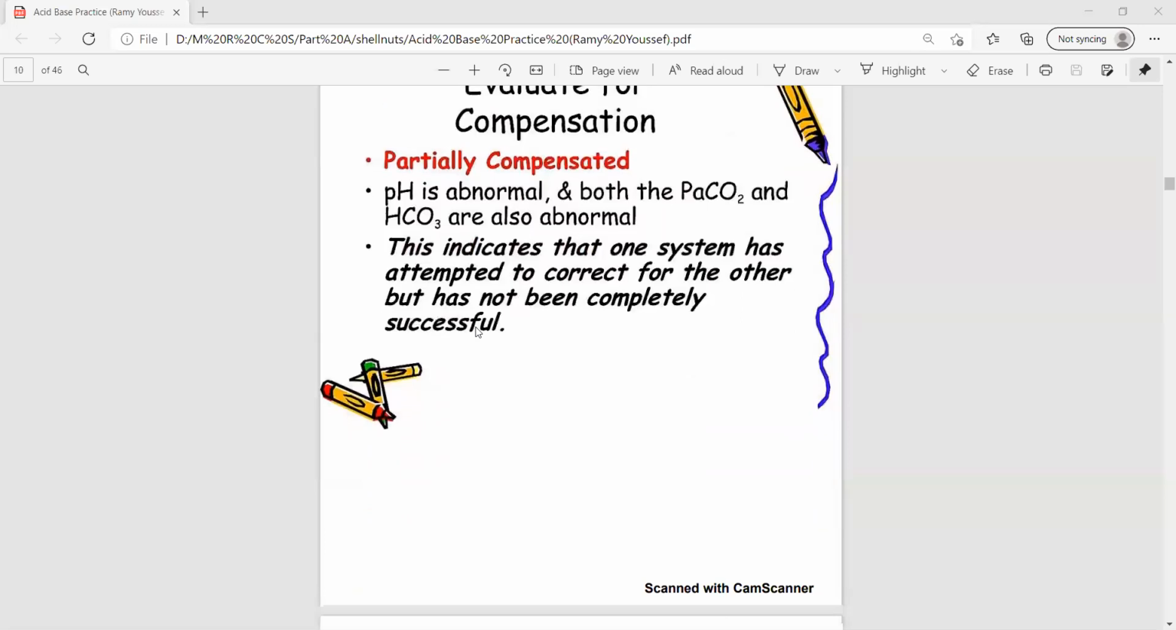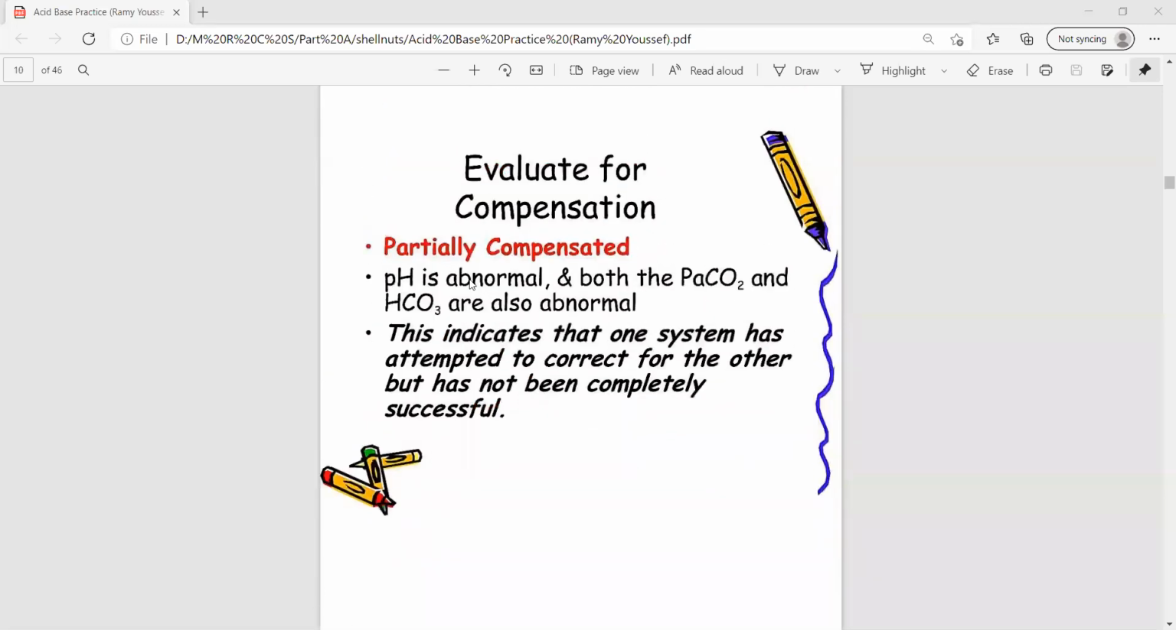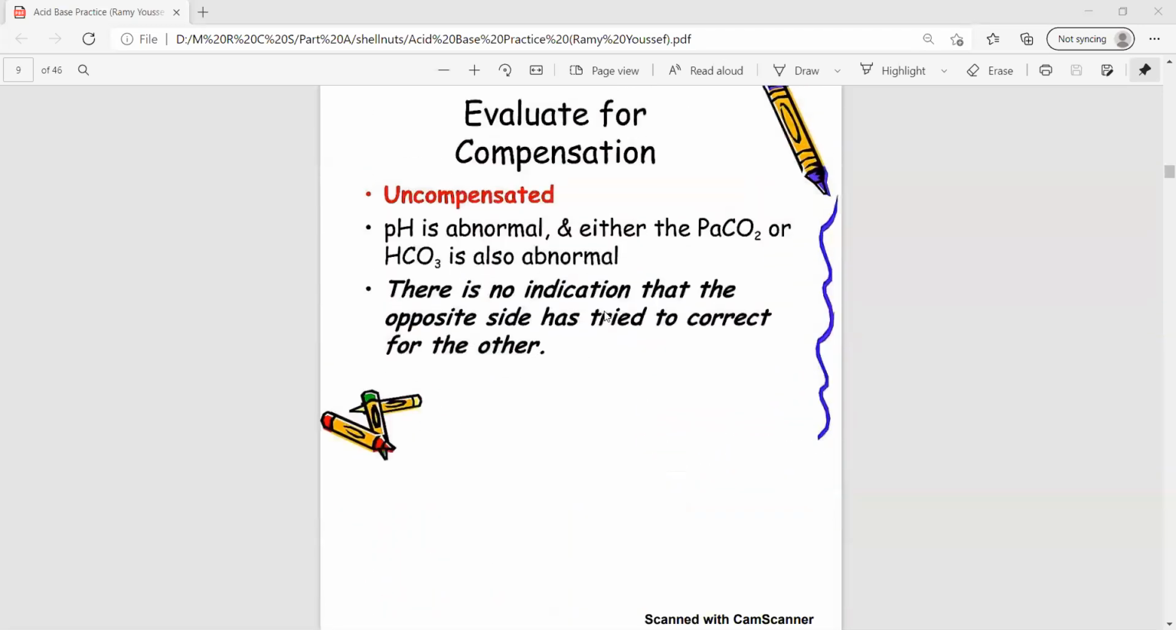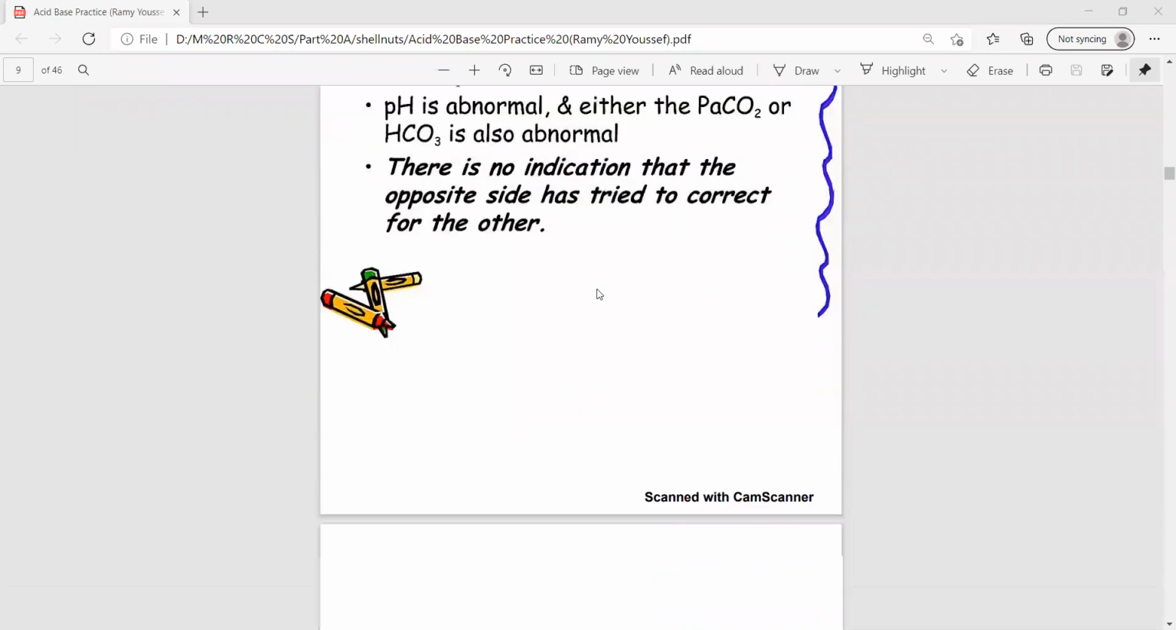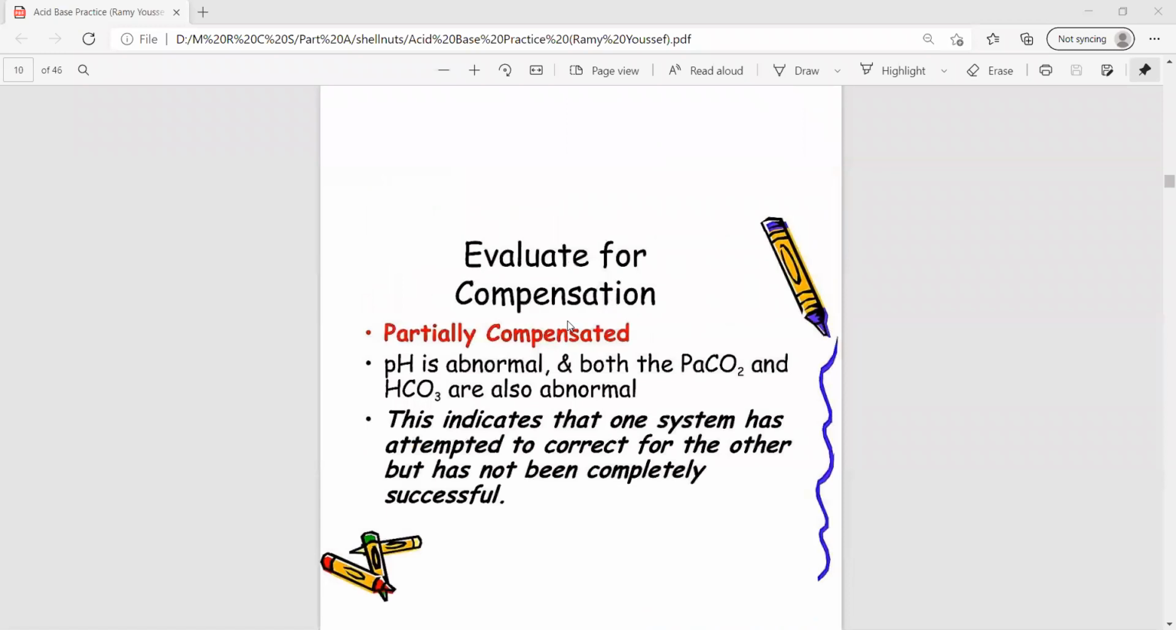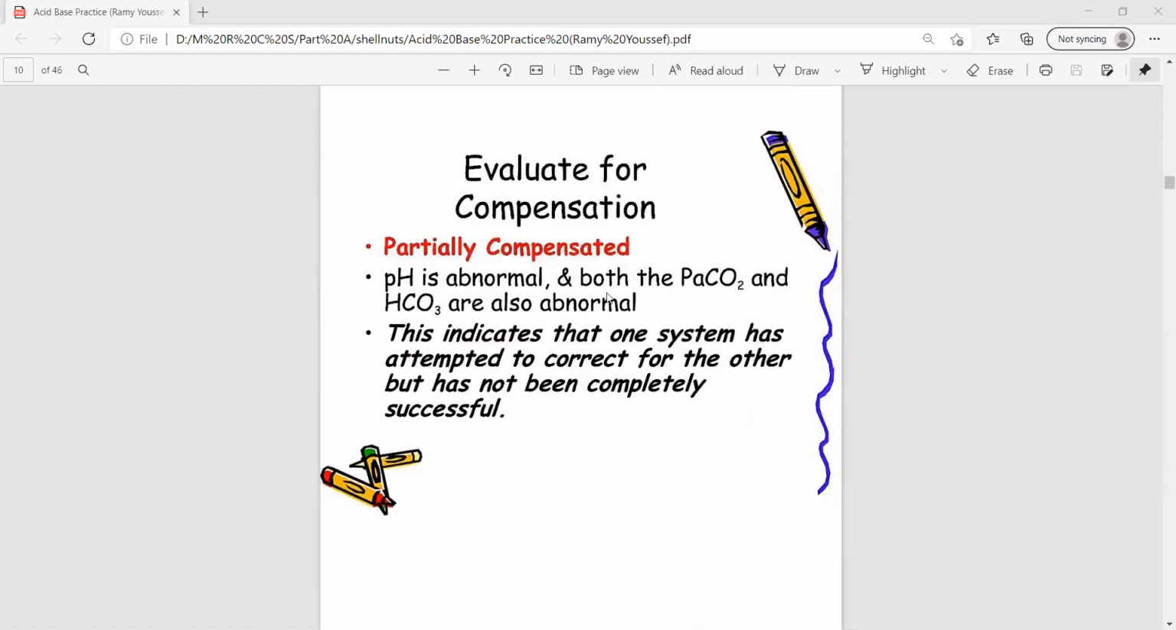If uncompensated, here either the CO2 or the HCO3, one of them is abnormal, causing the pH to change, and the other one is normal. So it is uncompensated.